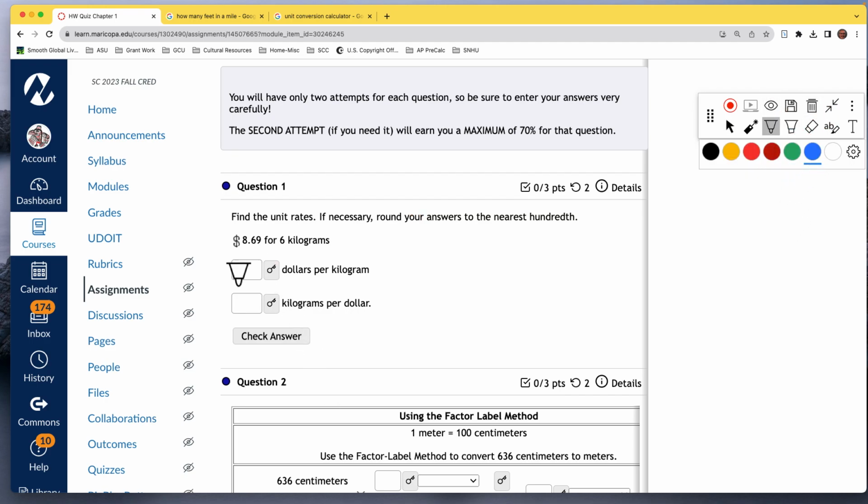Let's go with blue. So we're told that it costs $8.69 for 6 kilograms of something. So we want dollars per kilogram. What does the word per mean? Divide. Very good. Yes, so when you see the word per, think we're going to divide. So we're going to take the dollars divided by the kilograms for this one. So that is $8.69 in the top, dollars, divided by the number of kilograms, 6 kilograms.